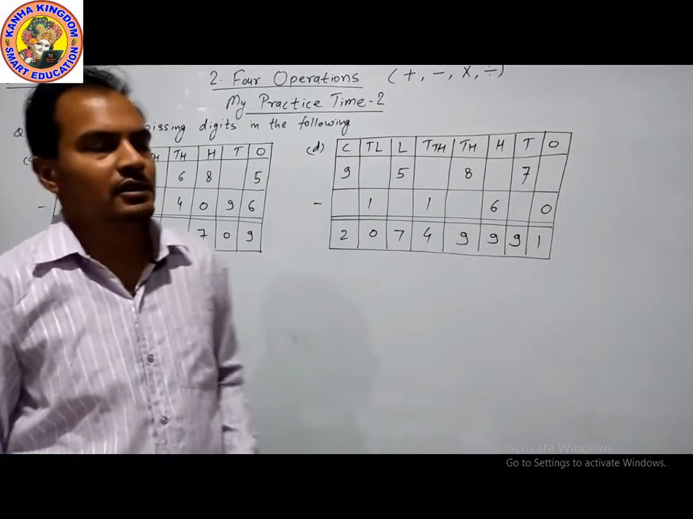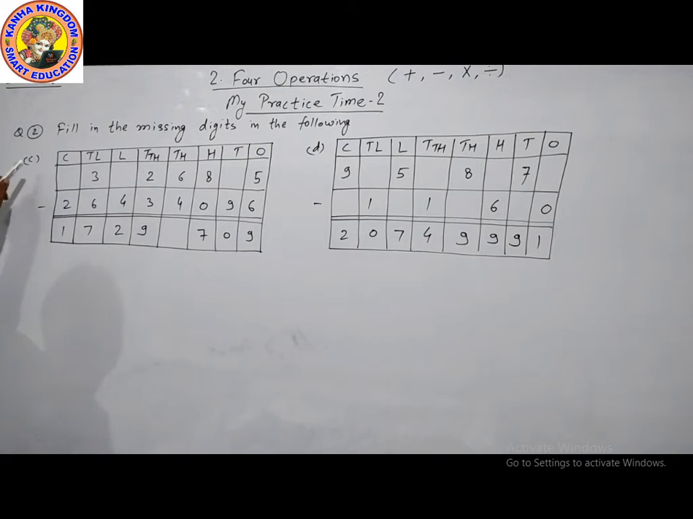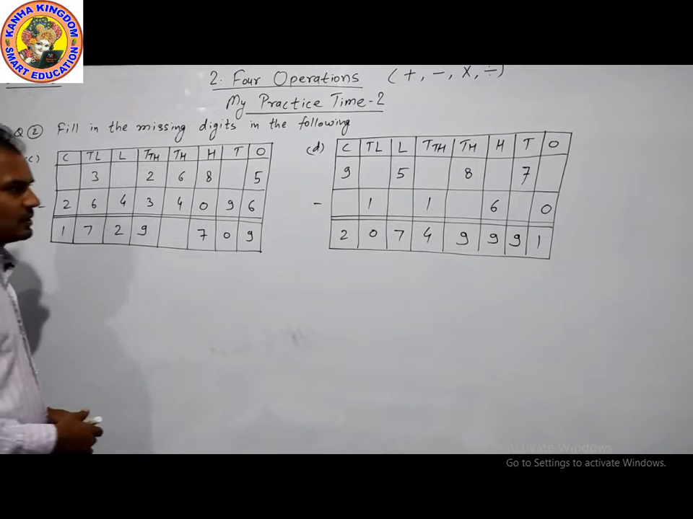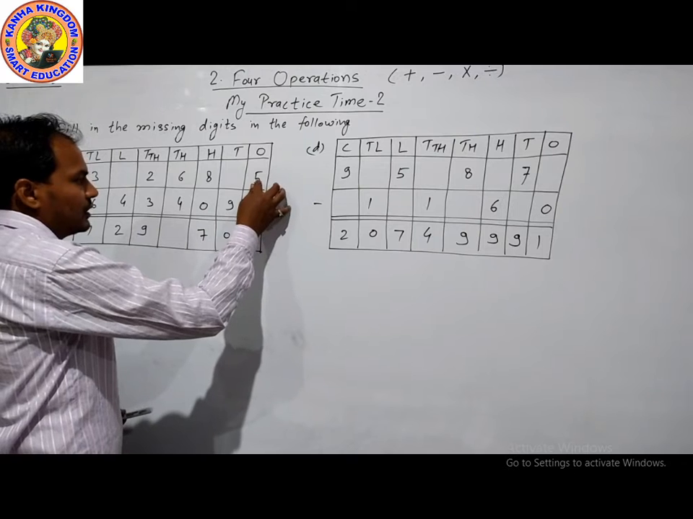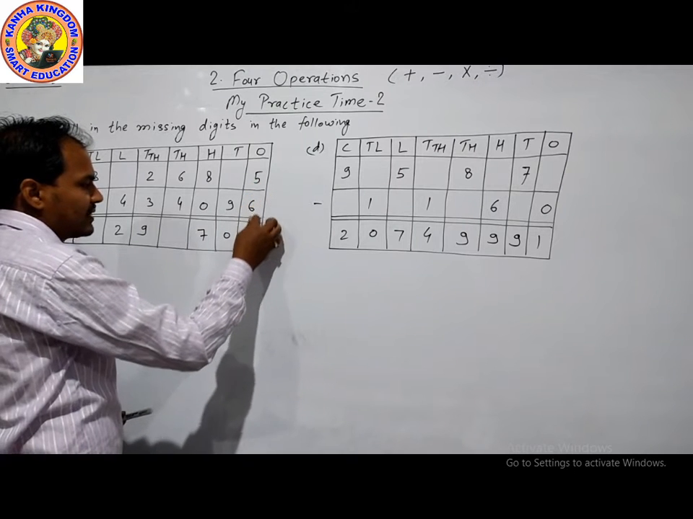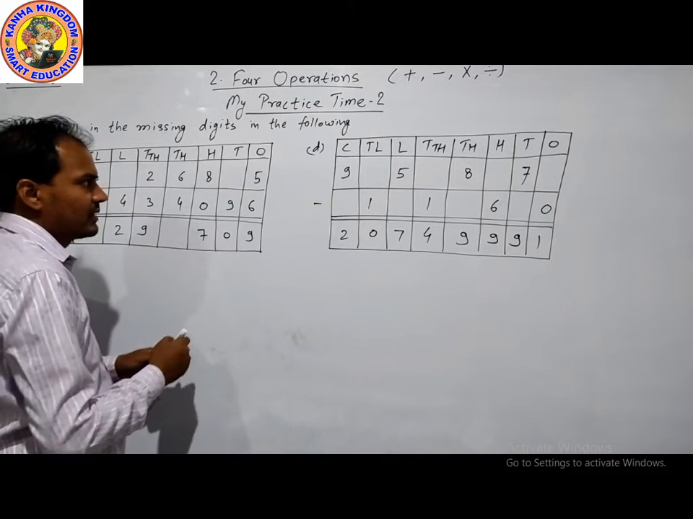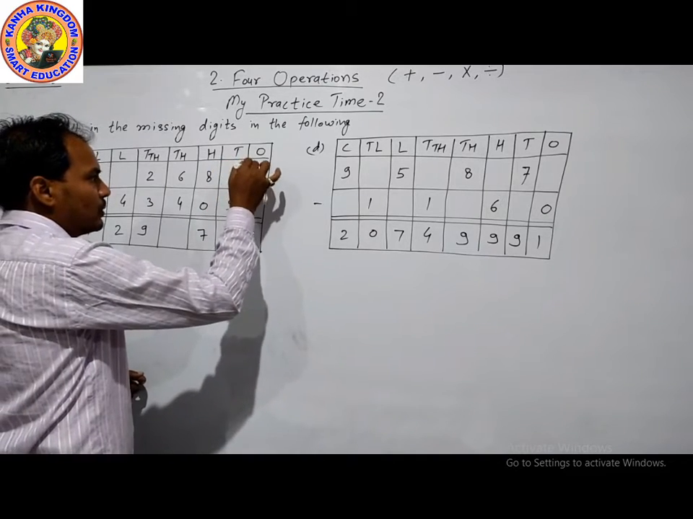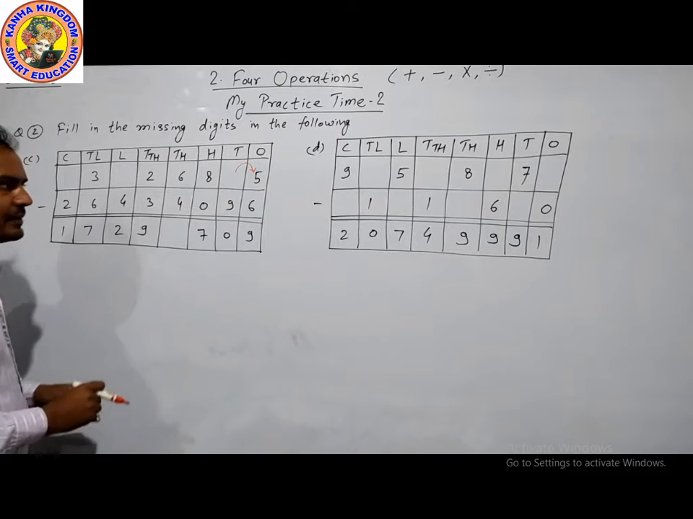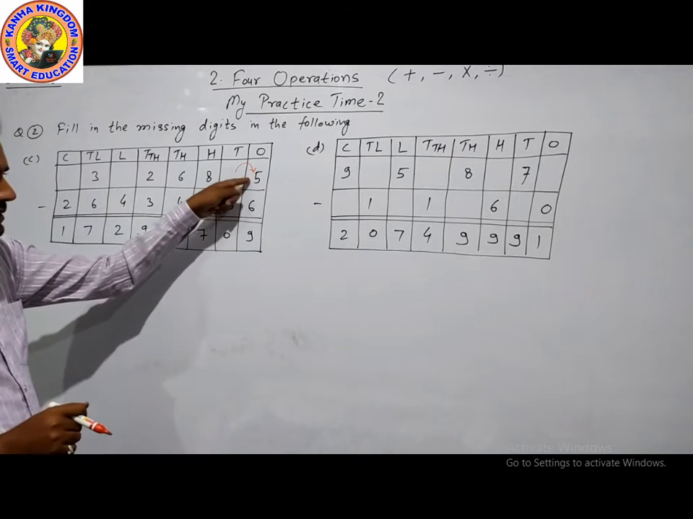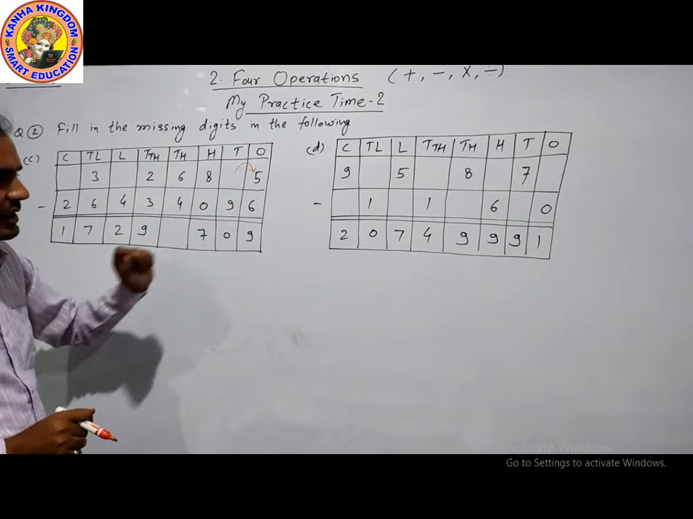Now we are taking the next part, part C. Here are 2 digits and the operation is subtraction. First of all, 5 minus 6. We cannot subtract 5 minus 6, so we will take a borrow point. So here is 15. 15 minus 6 is equal to 9.